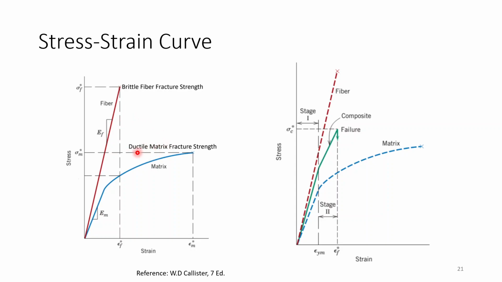Now your composite shows properties in between both of these. So as shown here, it has a modulus lying in between these, and you have ductility in between these, and also UTS lying in between these. So this is how your material, your composite, will fail.